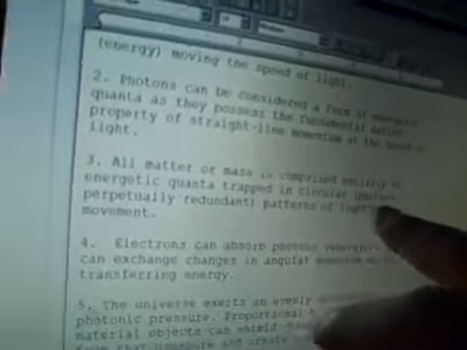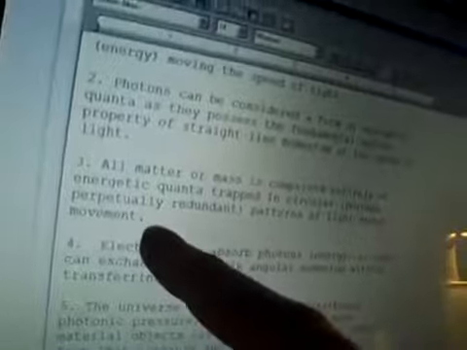Anyway, all matter or mass is comprised entirely of energetic quanta trapped in circular, perhaps perpetually redundant, patterns of light speed movement. So I'm using circular because it seems to make sense. Angular, right angle turns would be difficult to manage in the geometry of atoms, let's say. So it just makes sense to think about something moving at the speed of light and it just gets trapped in a circle, whether that is caused because there's a bar that forces it to, or some other physical mechanism.